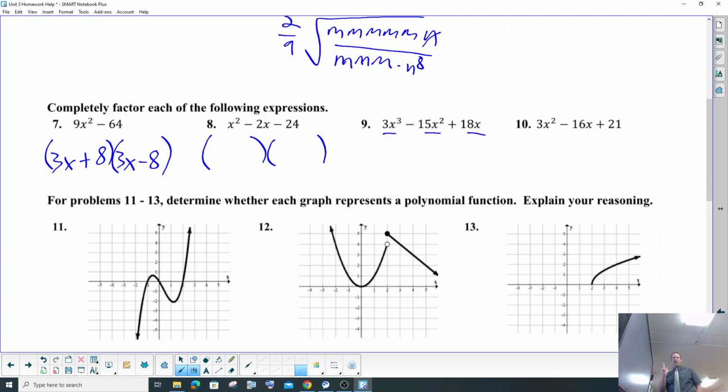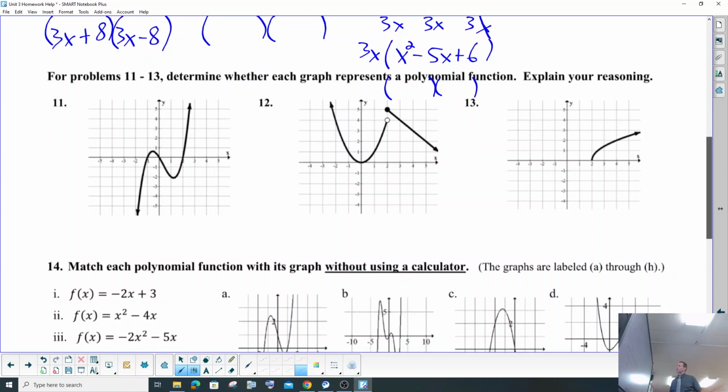We're going to pull out a GCF first. Pull out a 3x first. Good. Now you're probably going to have to factor more. 15 divided by 3 is a 5. You have your x there, plus the x's cancel. 18 divided by 3 is 6. So that could be a 2 and a 3 or a 1 and a 6. I'll let you decide. Make sure you factor more.